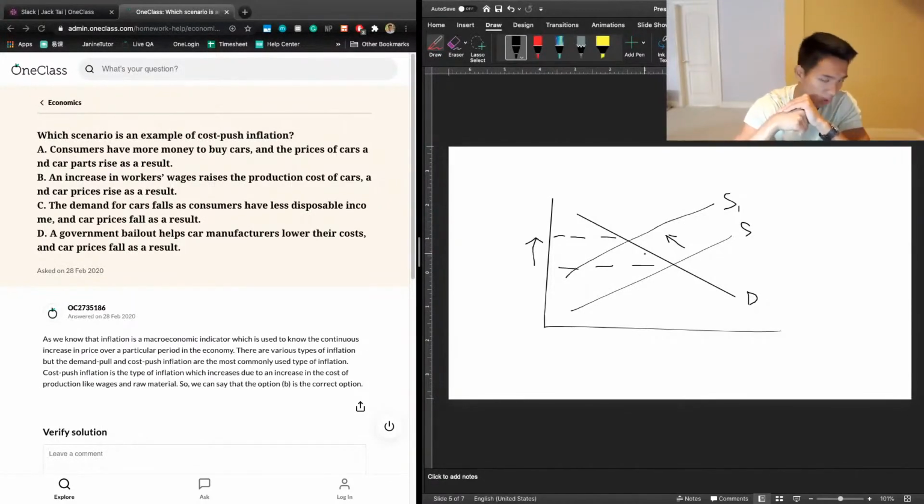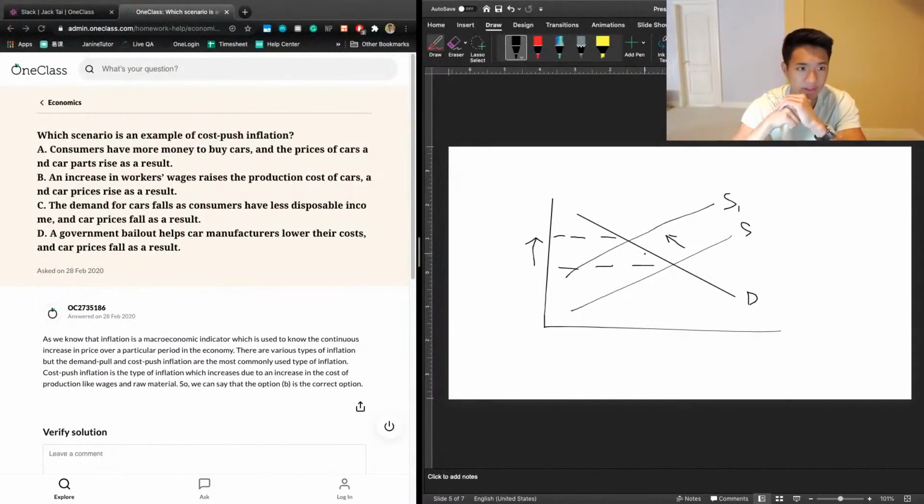B says an increase in workers' wages raises the production cost of cars and car prices rise as a result. We know that wages are a factor of production. The cost of production has gone up. Car prices go up because of a reduction in supply. That's exactly what we expect to see with cost push inflation. So B is the right answer here.